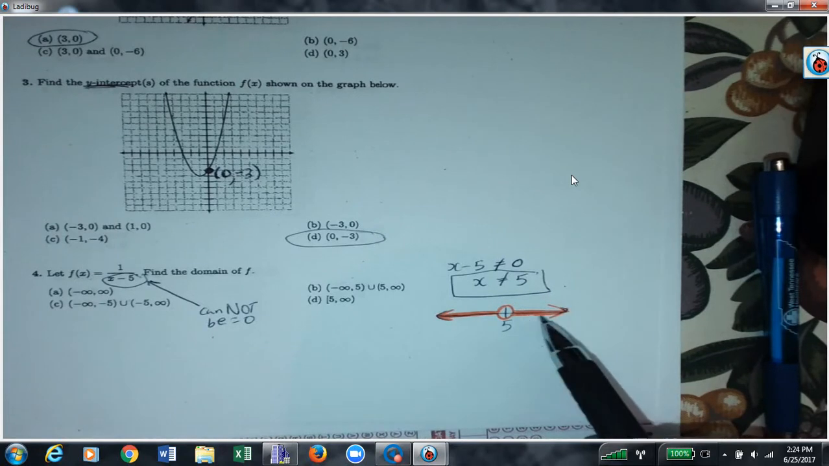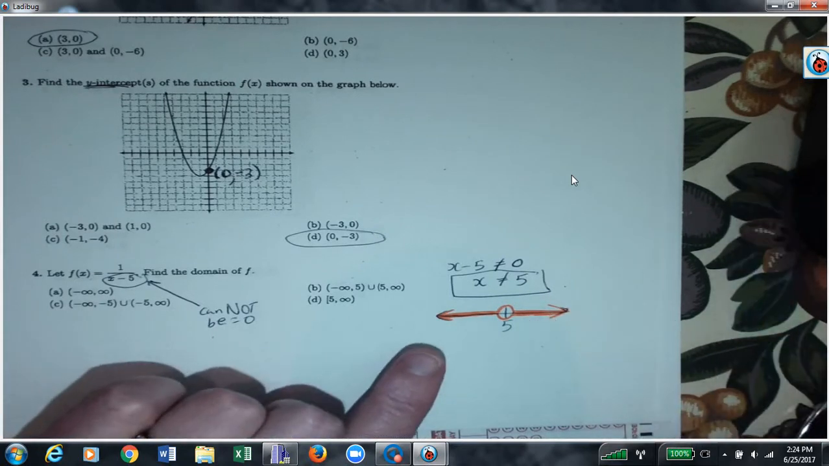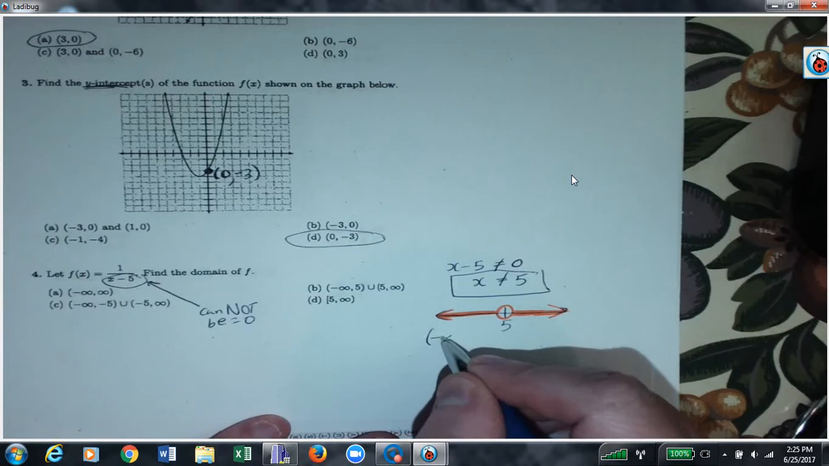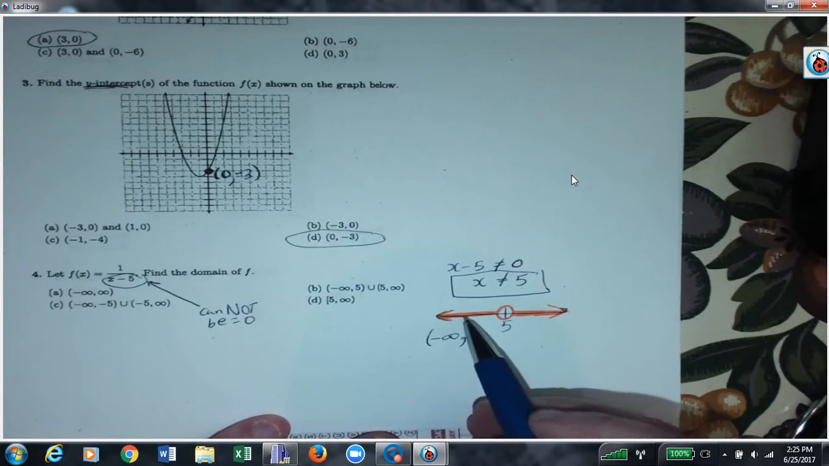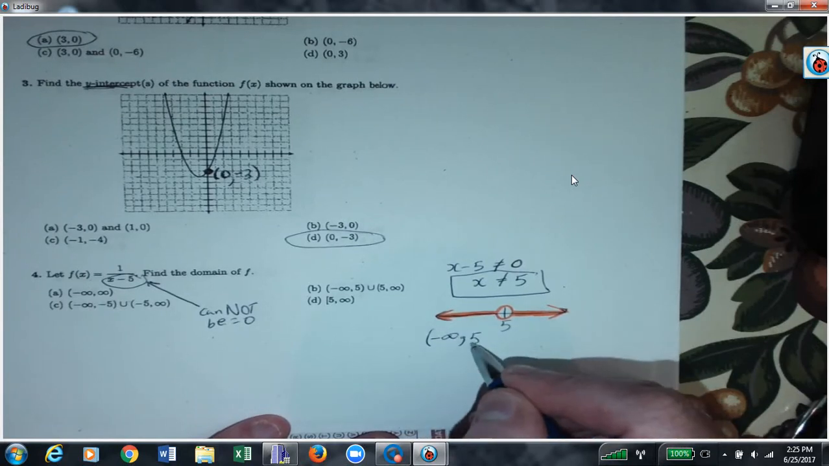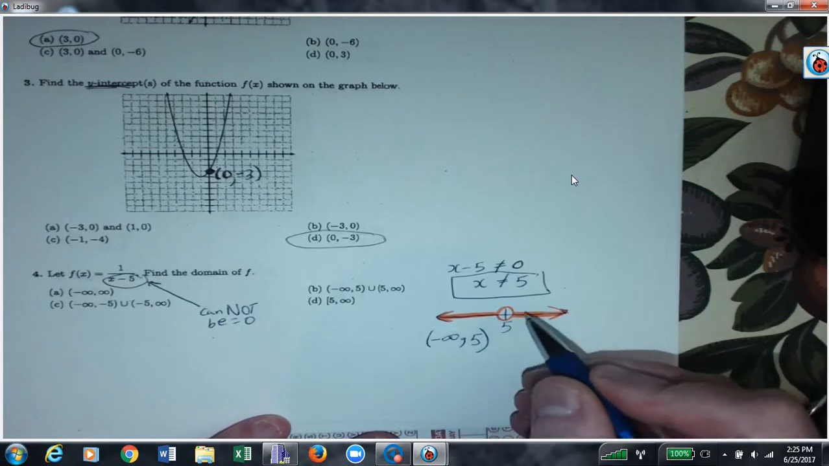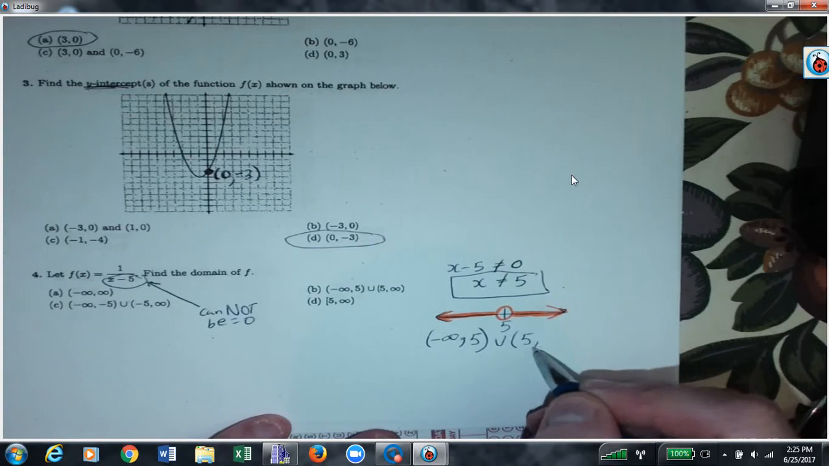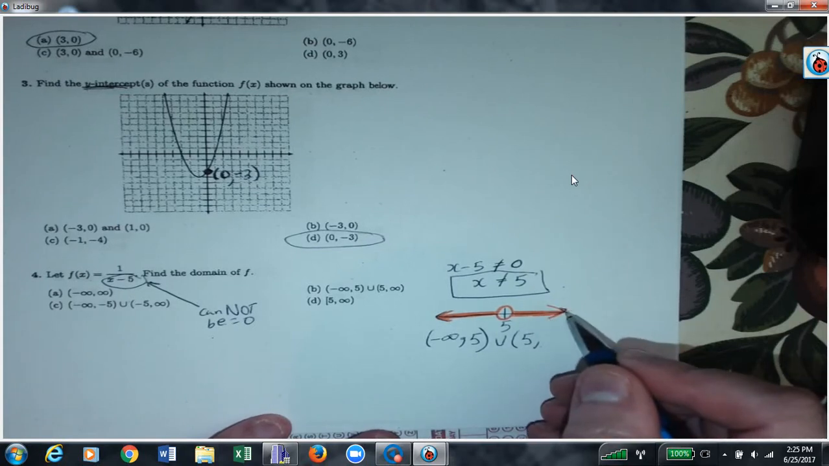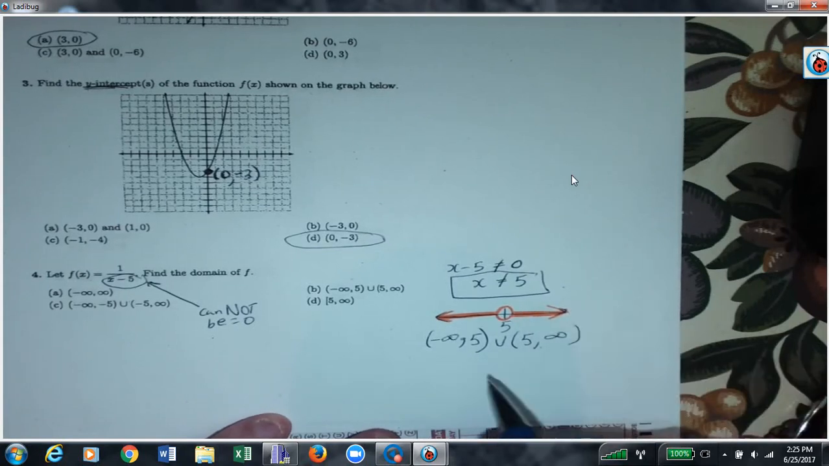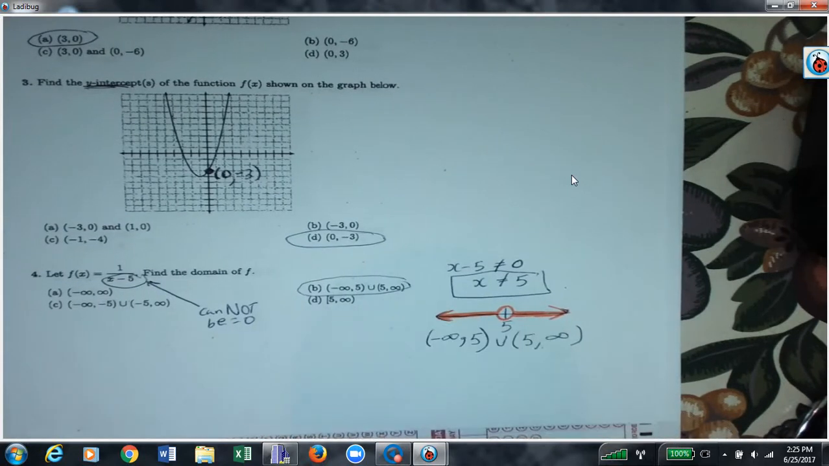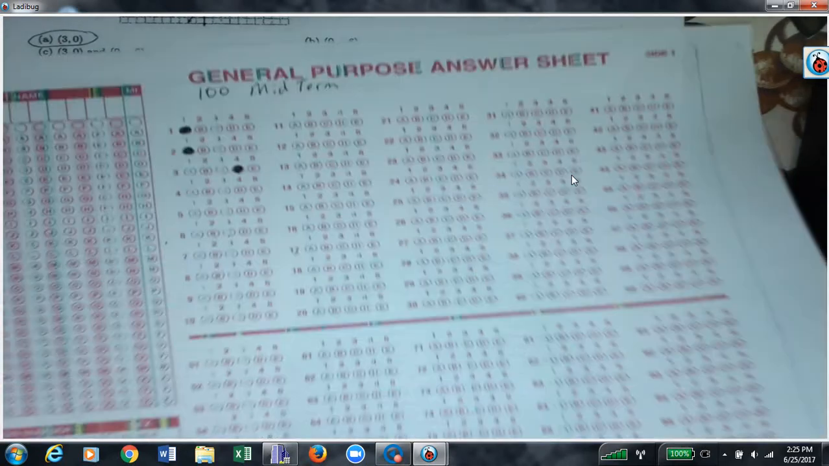So if it lives in the red, it's allowed. Now, what does that mean in interval form? Well, going from left to right, we don't have a leftmost point here. So we're going from negative infinity up to, but not including 5. So I have to put a parenthesis there. Then we jump over 5, and we take it up after 5. And then there's no limit on this side. So this is what it looks like in interval form. And so that's what I'm looking for. So the answer to number 4 is B.